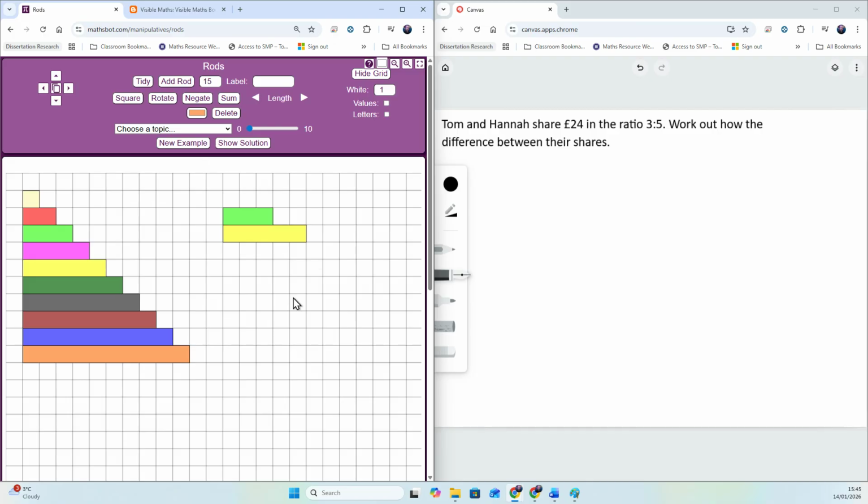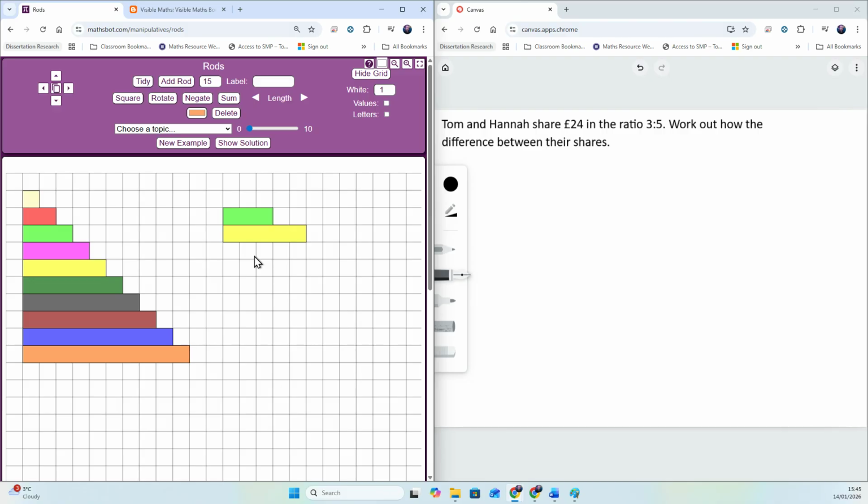And as I always do when I start by looking at a ratio like that, I would say, okay, tell me the basic stuff, like which one of those is Tom? Obviously, the green rod represents Tom's share in this case, because that's the 3. Which one of those is Hannah? Hannah's is the yellow rod because it's the 5 rod. She has the 5 share.